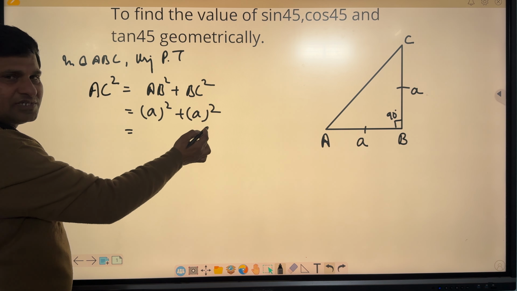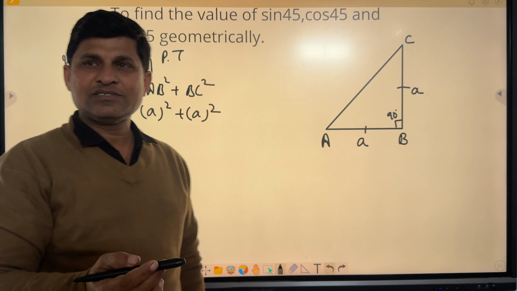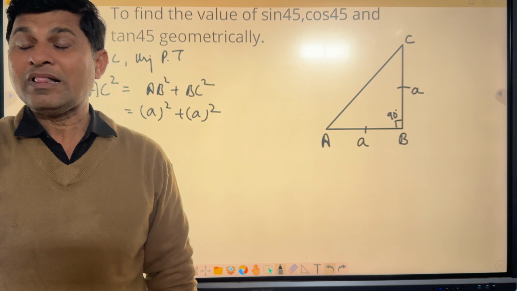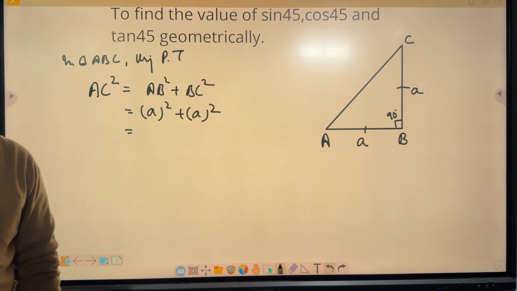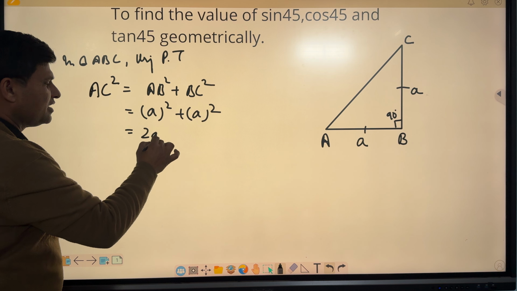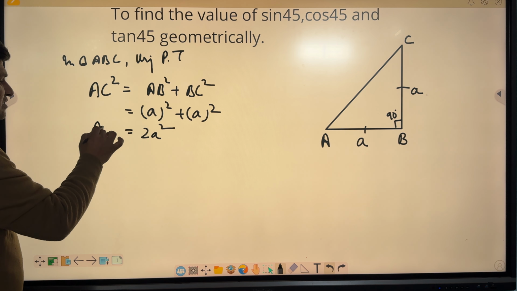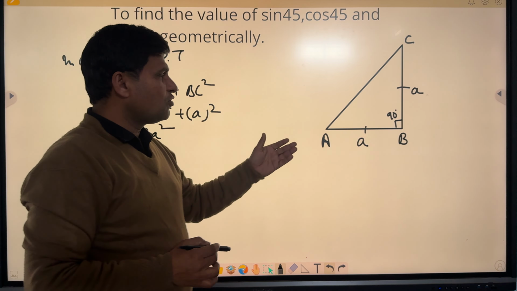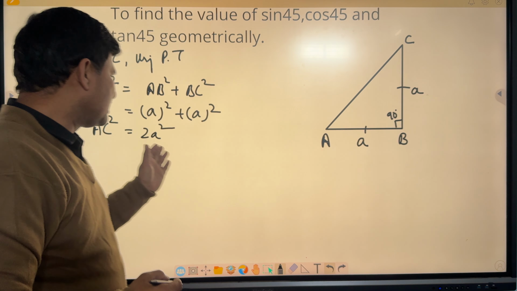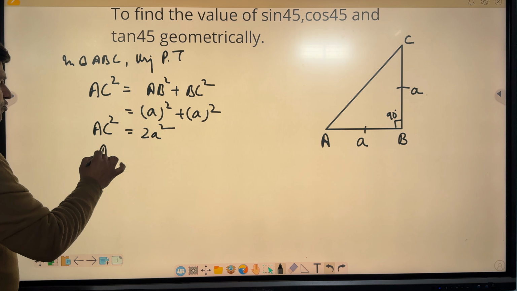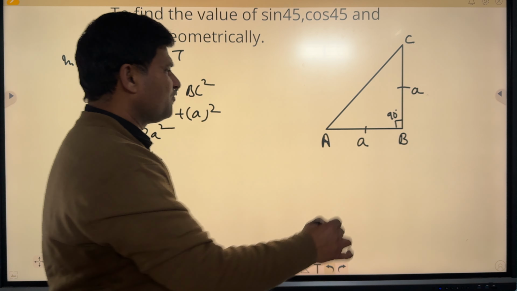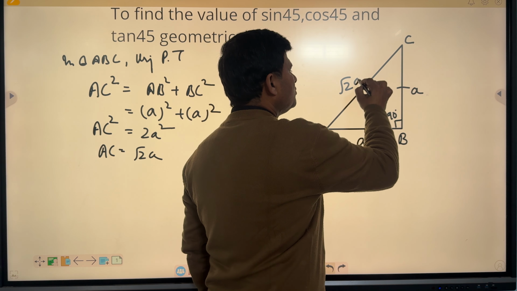So a square plus a square, what you will get? Yes, anyone who will tell me? Yes, you? Okay, 2a square. That's very good. So AC square equals 2a square. But we want the value of AC, so you have to take the root of 2a square. So AC equals root 2 a. So we get the value of AC is root 2 a.